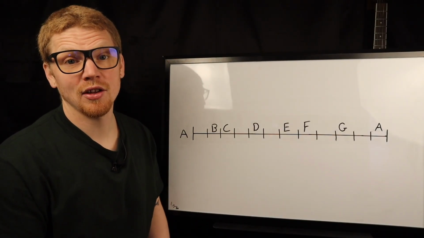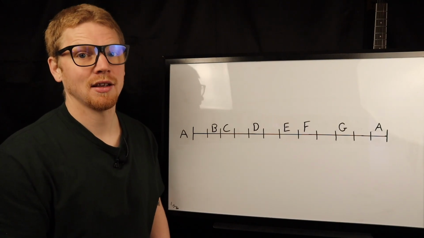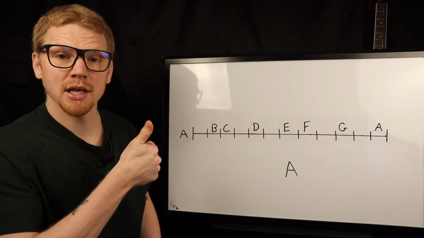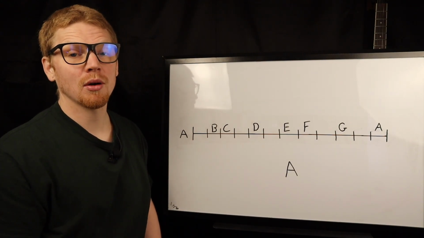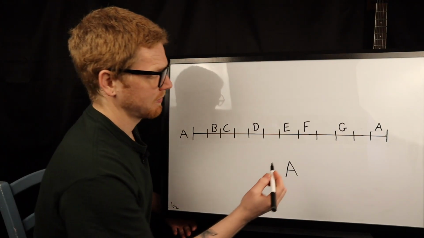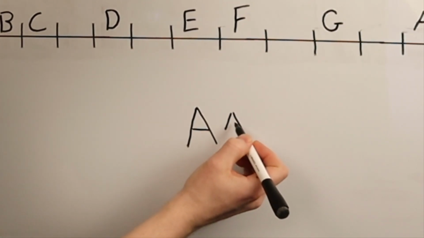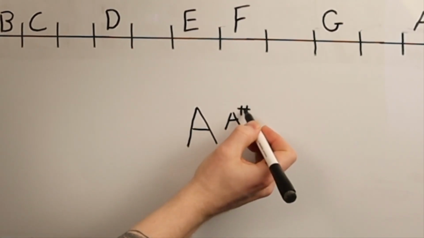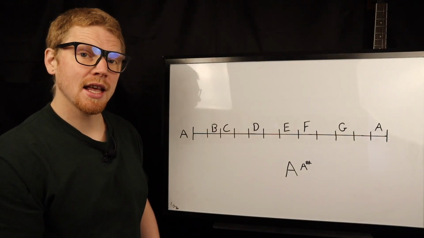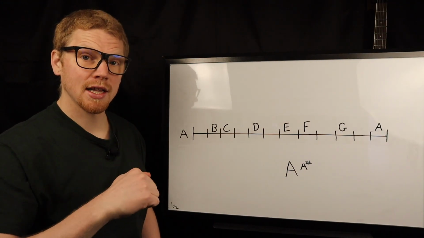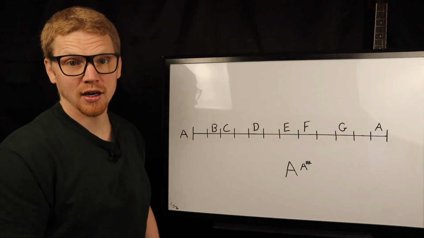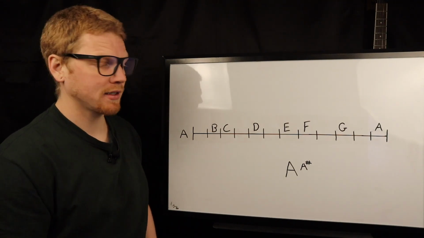Let's start by taking a look at the first note in our musical alphabet, A. If we take A and we raise it in pitch by 1/2 step or by 1 fret on the guitar, it then becomes A sharp. Okay, now what happens if we go the other direction? If we take A and we lower it in pitch by 1/2 step or by 1 fret on the guitar, it becomes A flat.